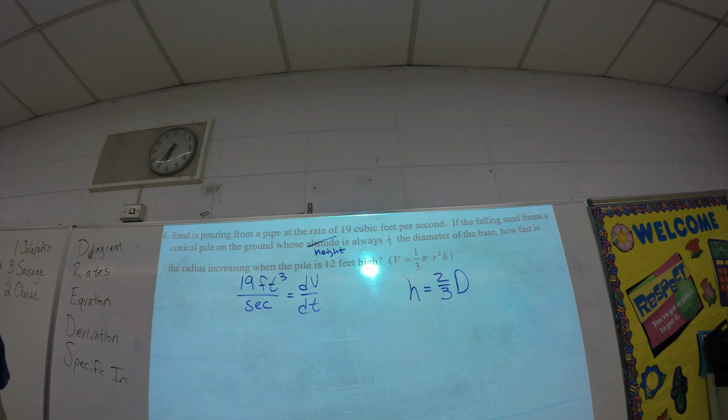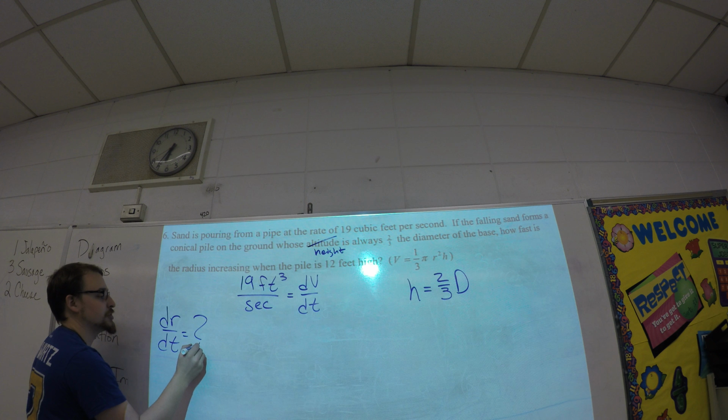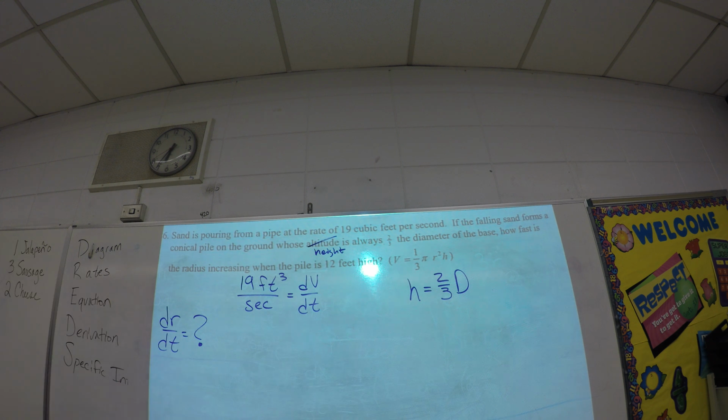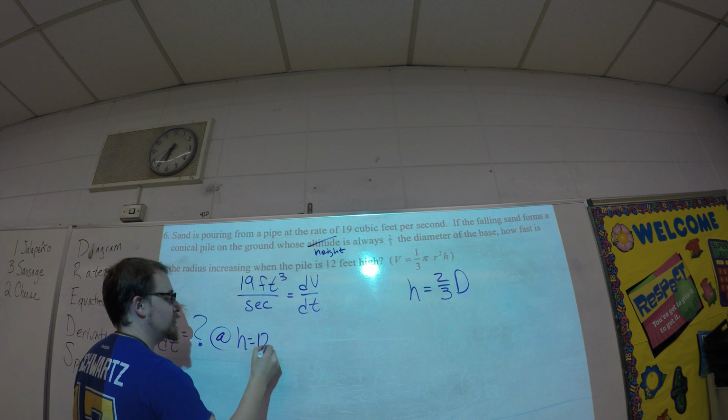How fast is the radius increasing? So dr/dt is what they're asking for, right? The change in the radius over time, when the pile is 12 feet high, at h equals 12 feet.